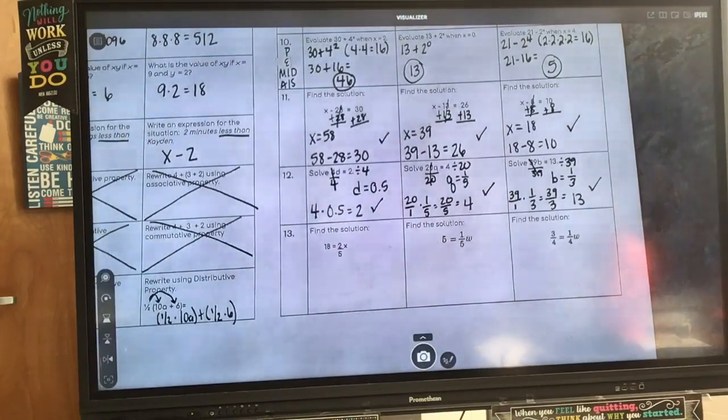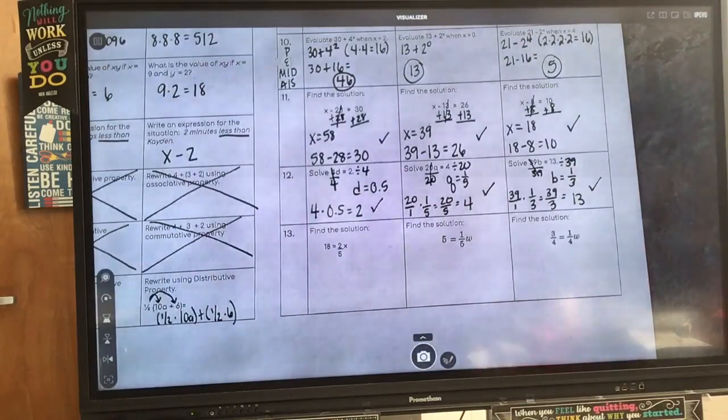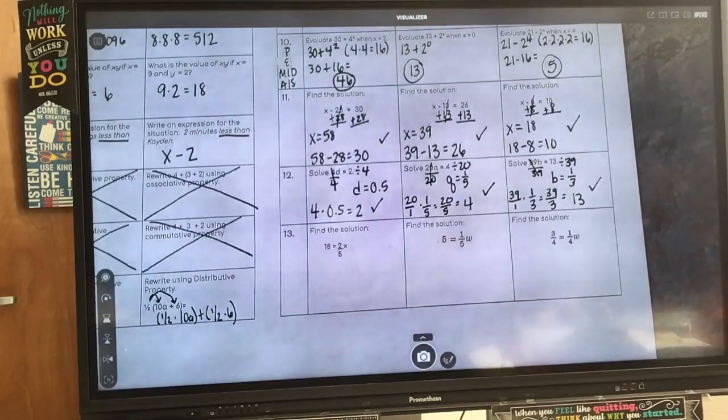Alright? So someone walk me through how to solve 13. So I have 18 equals 2/5 x. Alright, Lily? So first you have to do 18 divided by 2. 18 over 1 divided by 2 over 5. Nope. And the easy way. No.